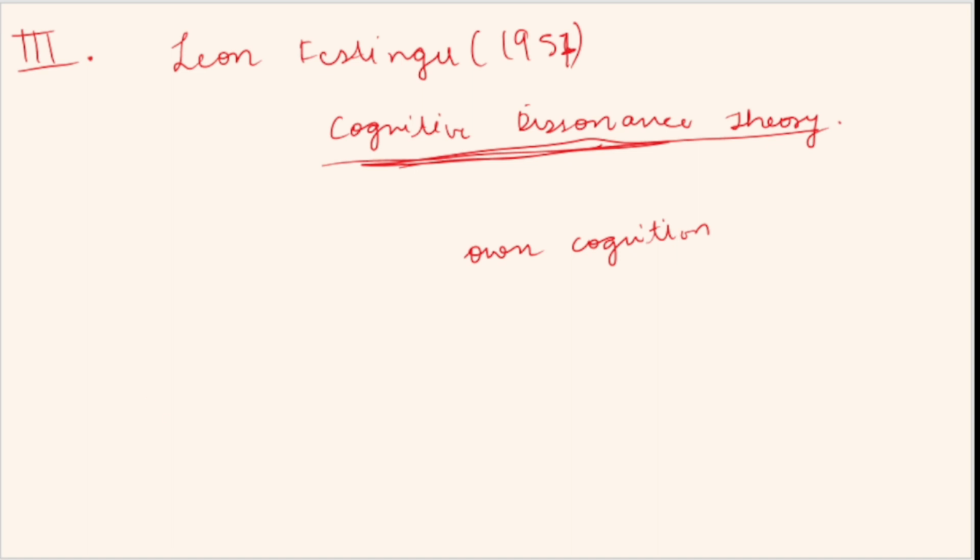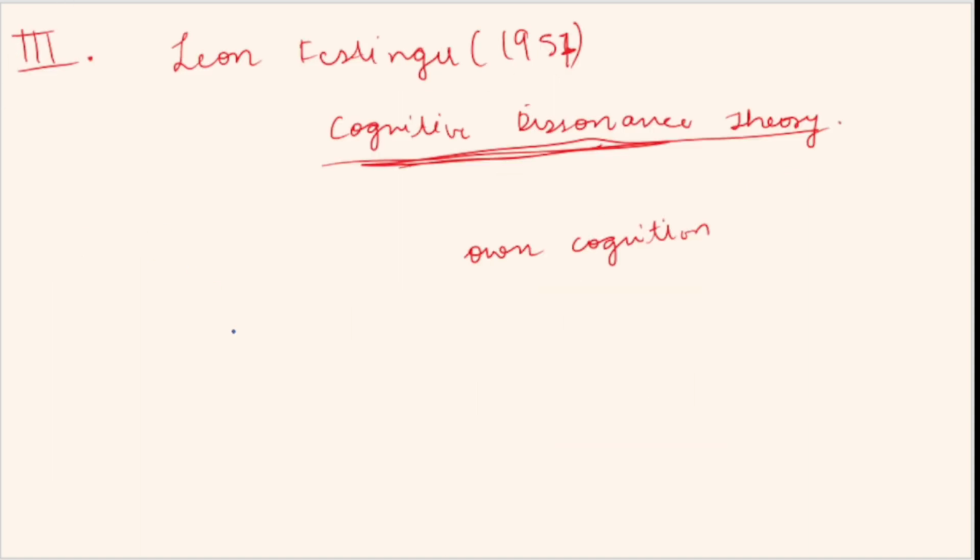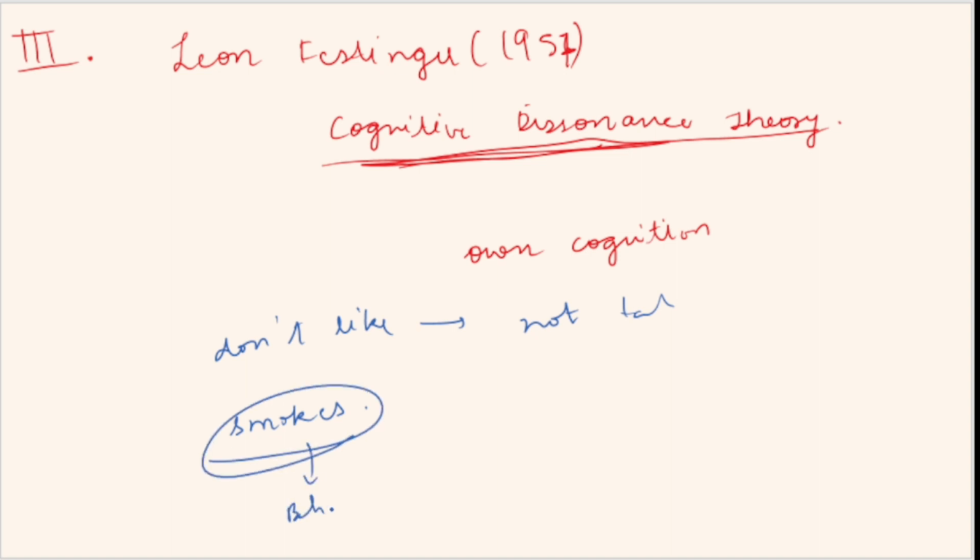Initially, when we started to look at the various components of attitude, we talked about three components. We talked about affective, we talked about behavioral, and we talked about cognitive, right? So he said that our cognition, our perception should be in alignment with our behavior. For example, if I don't like someone, then I should not maybe talk to them, or maybe I should not go to their party or whatever. Okay? So, for example, there is someone who smokes. This is their behavior, but their cognition is that they think smoking is really bad. It is in dissonance.